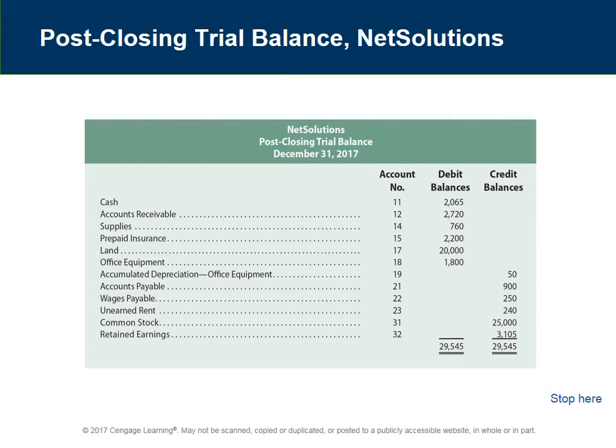Here's Net Solutions, and if you note that Net Solutions, this is called their post-closing trial balance. First thing we check to see is, yes, it balances. And notice that there's only asset accounts. These are our asset accounts. Quick reminder that accumulated depreciation is a contra asset.